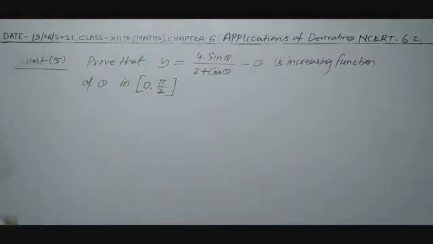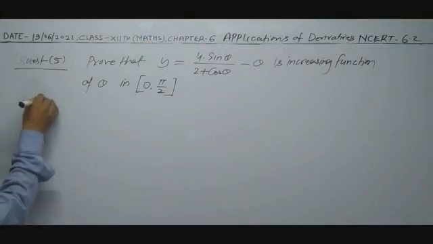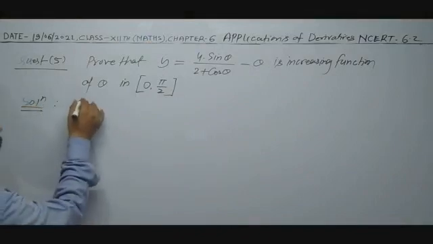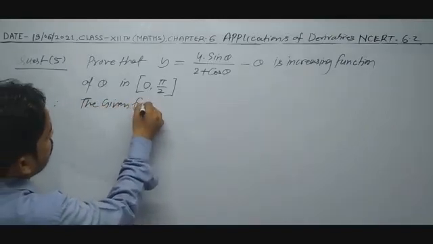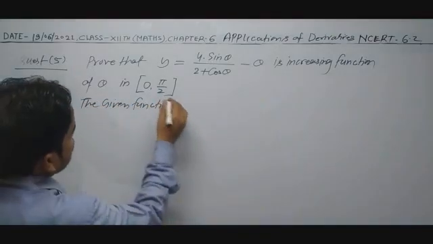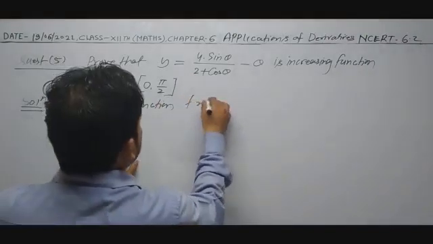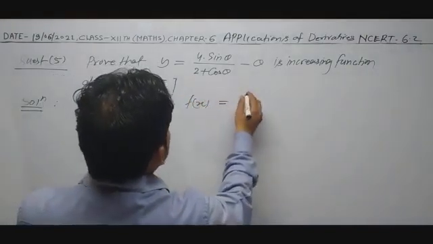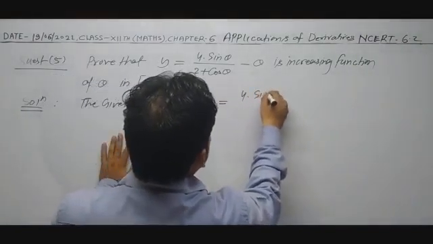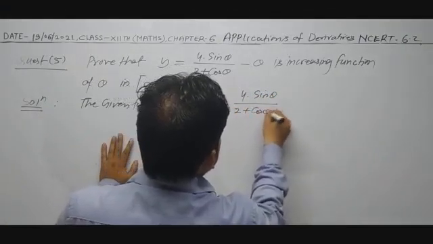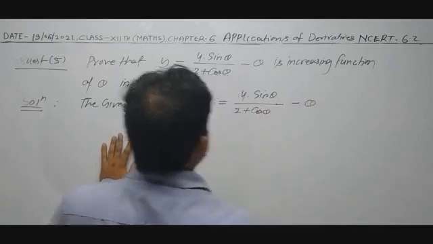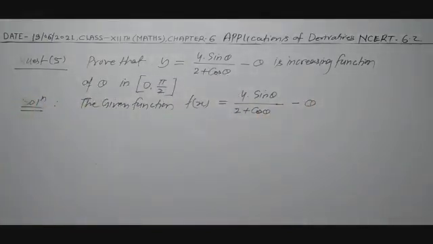So first of all you have to write the function. So the solution is here. The given function f(x) is equal to 4 sin theta whole upon 2 plus cos theta minus theta, and you have to differentiate.